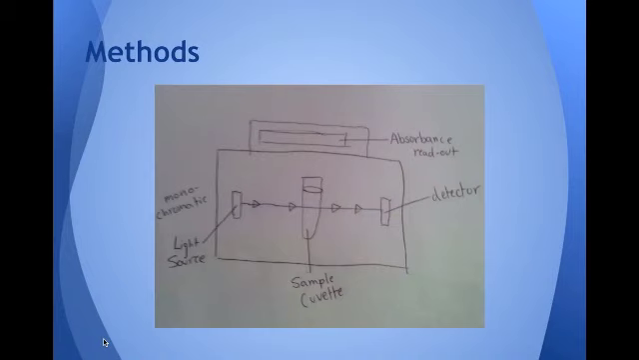Now let's move on to the methods. Here's a diagram depicting the spectrometer used in the experiment. So on the left side there's a light source, and on the right side there's a detector. And in the middle, one can place a sample cuvette, and the machine measures how much light passes through that cuvette.